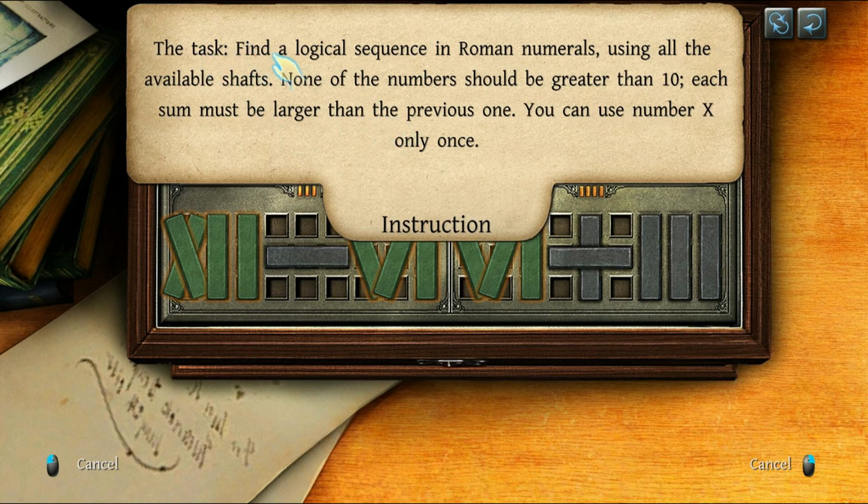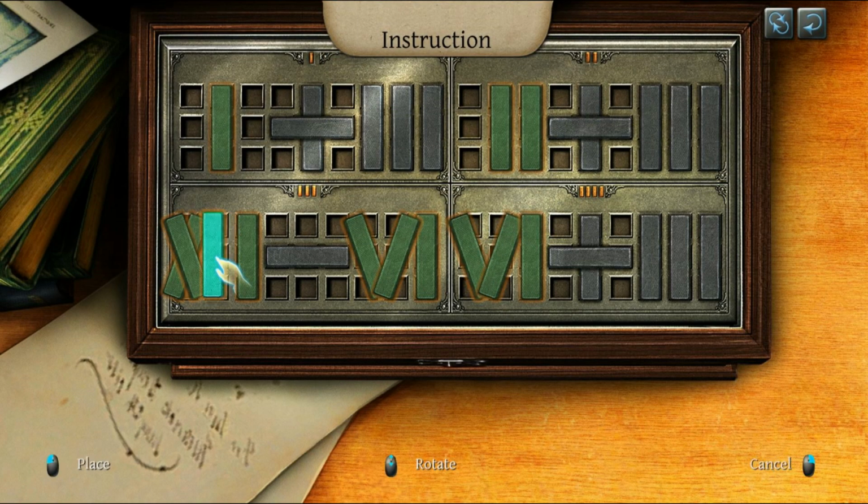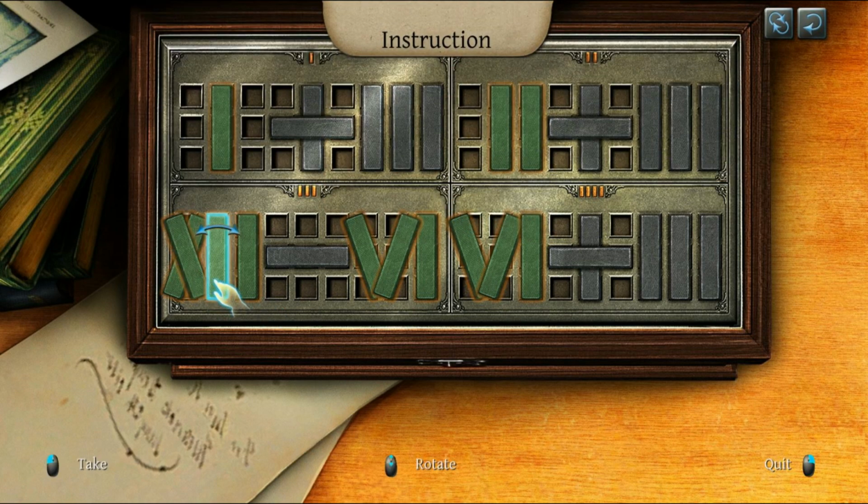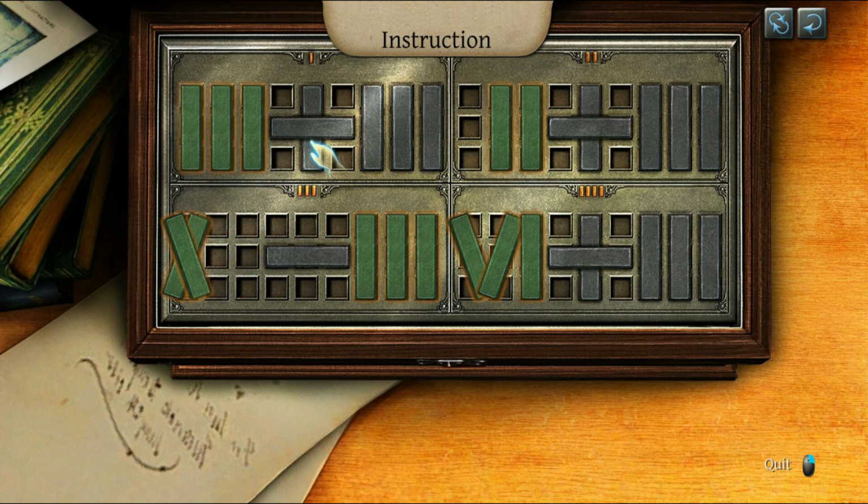Each number must be... It says, find the logical sequence using all the available shafts. None of the new numbers can be... Oh, none of the numbers can be greater than 10. Oh, what? No, which numbers? Do you mean these numbers? None of the numbers. So it might be that this is wrong, and I can't do this. Which should mean that I'd probably want this to be 7. Oops. So that's 6. Okay, we can't do that. So that's 5, 6, 7, 9.